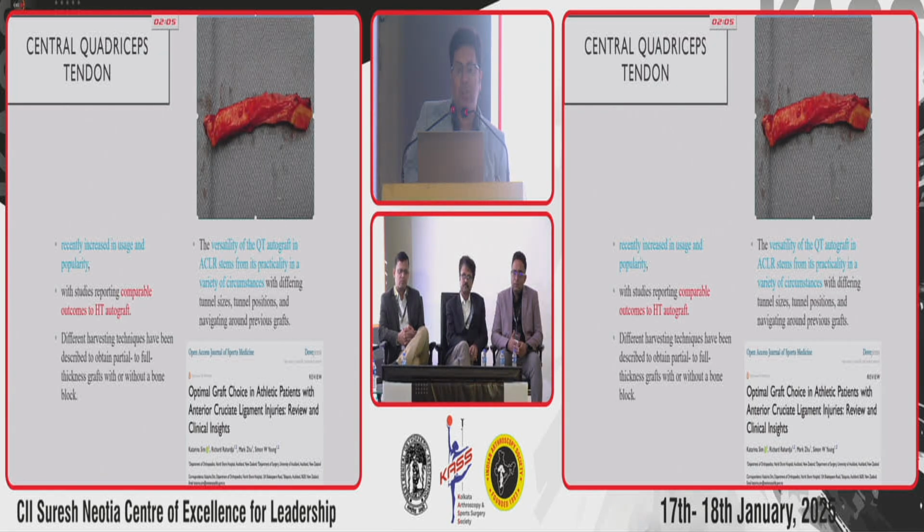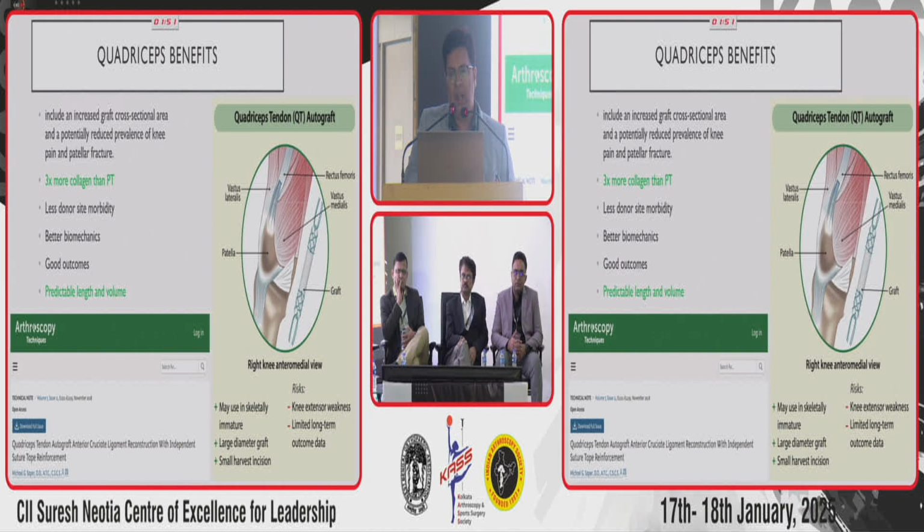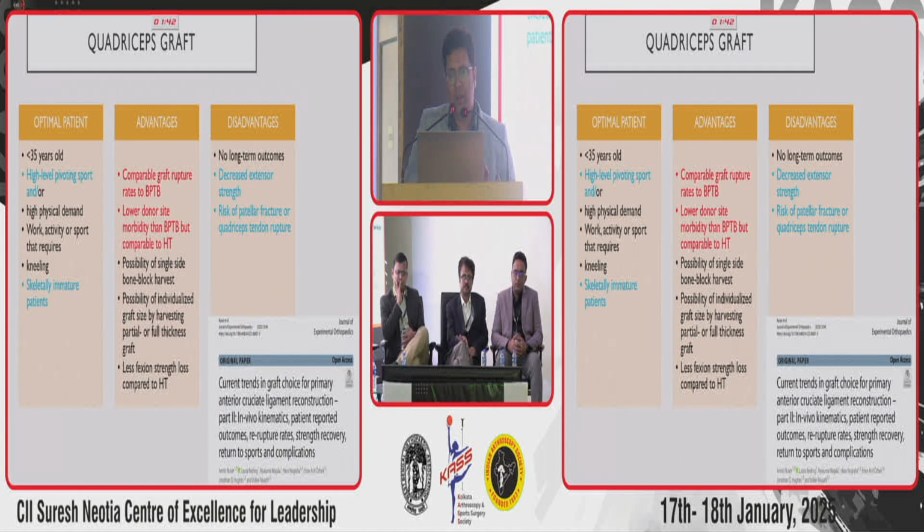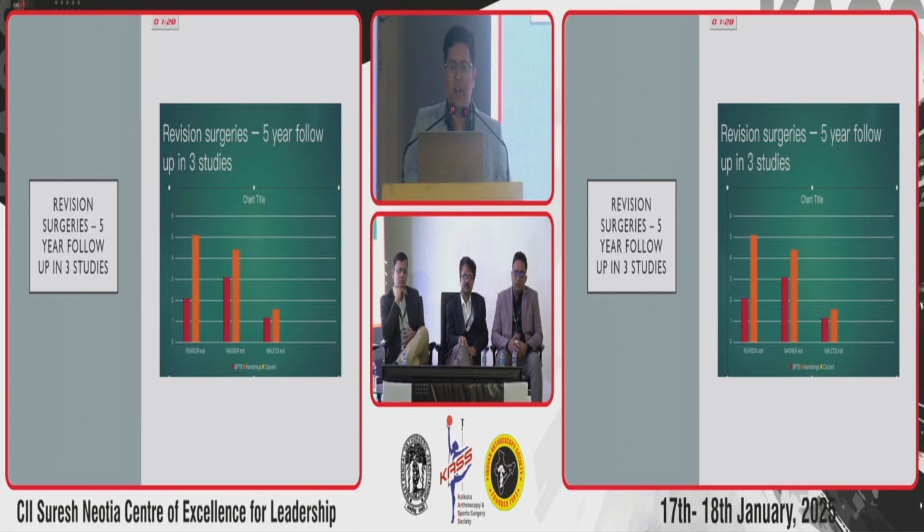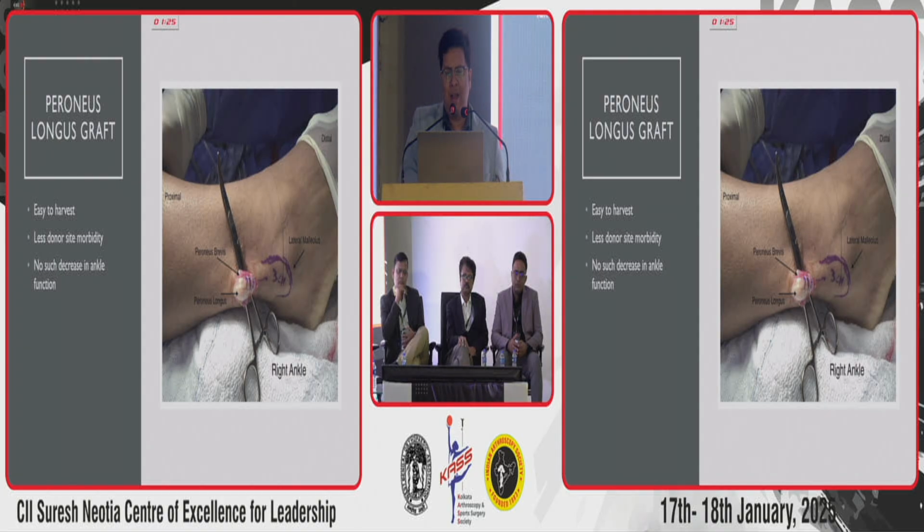Now the recently increased usage is with the central CQT, and the versatility is quite high in CQT as compared to BPTB, lengthwise and widthwise. And the CQT has more collagen as compared to peroneus and other grafts. Where to use CQT? In the optimal patient level, skeletally immature, and the disadvantage is decreased extensor strength and risk of patella fracture and rupture. So the revision rate is quite more in the case of hamstring.